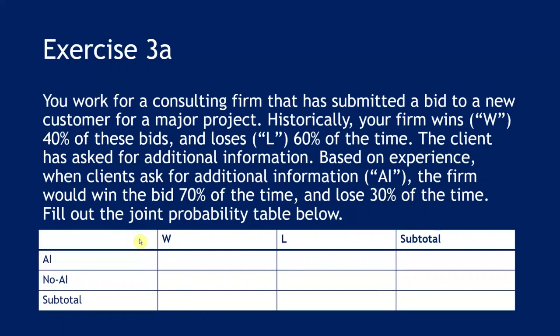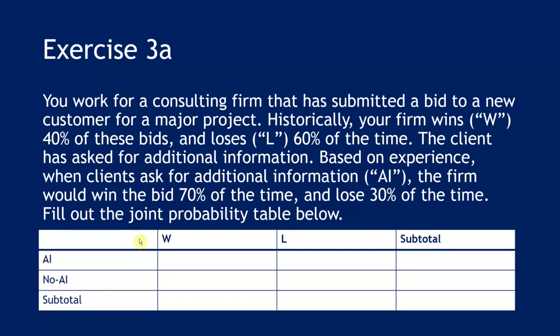The third exercise also has 2 parts. You work for a consulting firm that has submitted a bid to a new customer for a major project. Historically, your firm wins 40% of these bids and loses 60% of the time. The client has asked for additional information. Based on the experience, when clients ask for additional information, which we call AI, which has nothing to do with artificial intelligence, the firm will win the bid 70% of the time and lose 30% of the time.